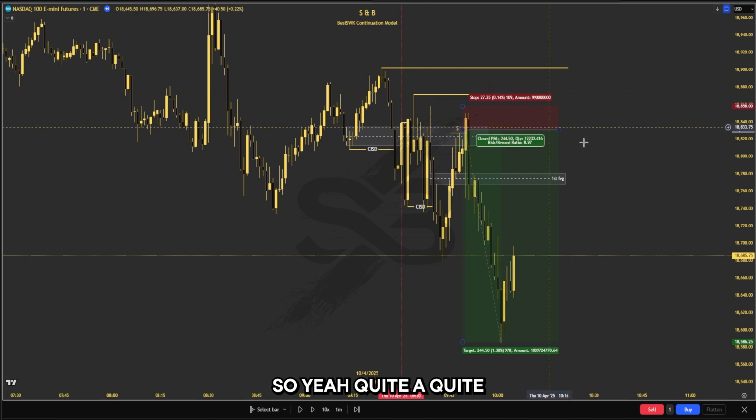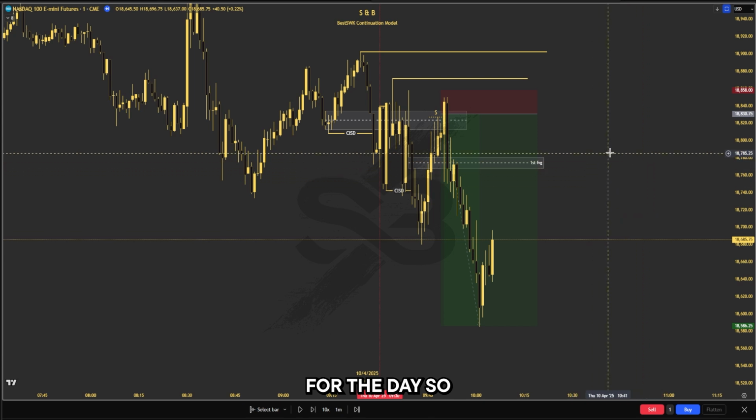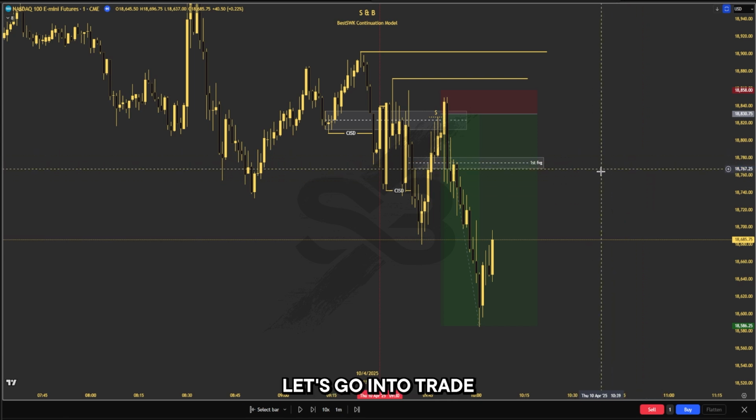So yeah, quite a chunky trade. Really good bounce back, put me back in the green by quite a bit for today. So that's trade number one. Let's go into trade number two.